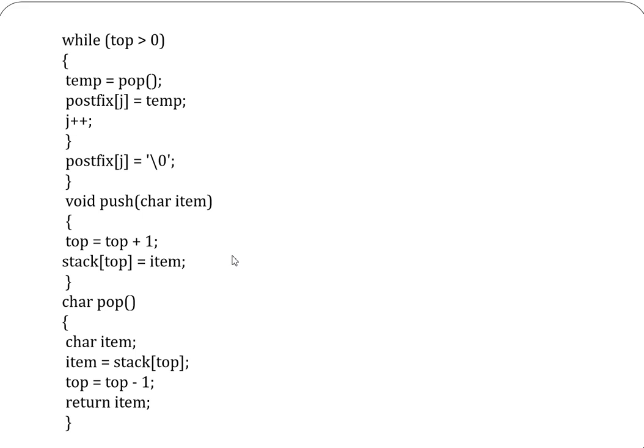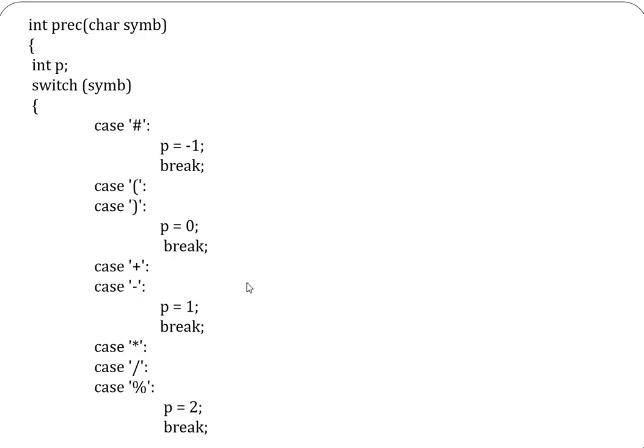It depends on the top, which should not be null, because we need to use push as well as pop. When we push, it is a character item, so top is equal to top plus 1, and the stack top item will be stored in top here. For the character pop, the first element will be moved to top, then we decrement the pop value.